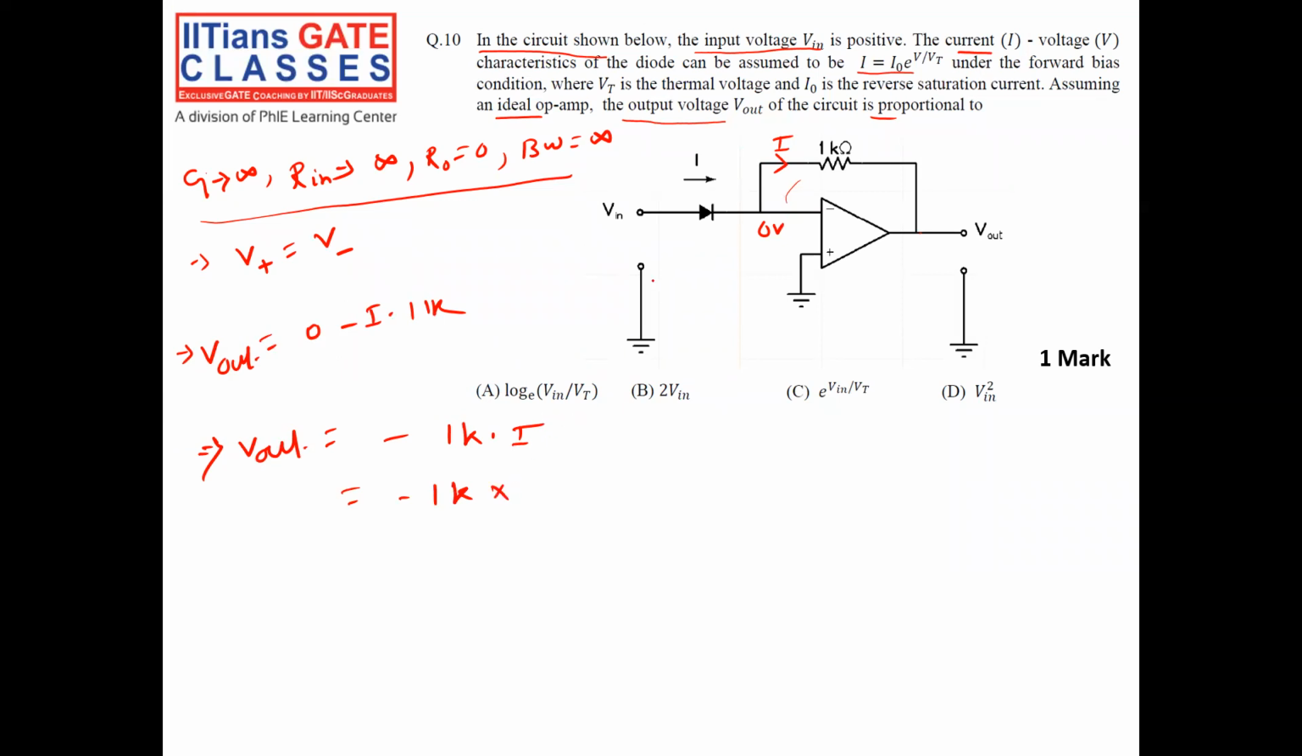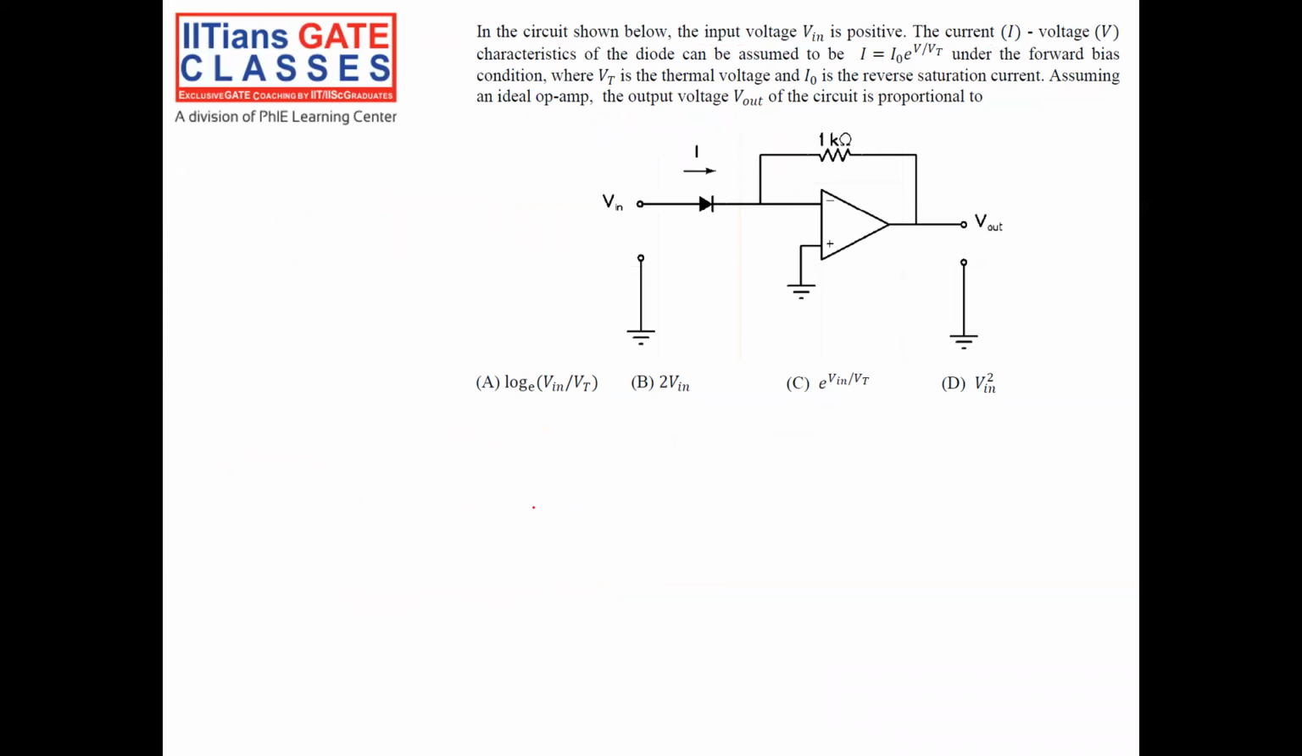What is I, guys? I is given by I0 into e power of V by Vt. What is V? V is nothing but the voltage across the diode, nothing but V anode minus V cathode, here V in minus 0. So V is V in, and I is I0 into e power of V in by Vt. So you could see V out is proportional to exponential of V in by Vt. So the answer should be option C.